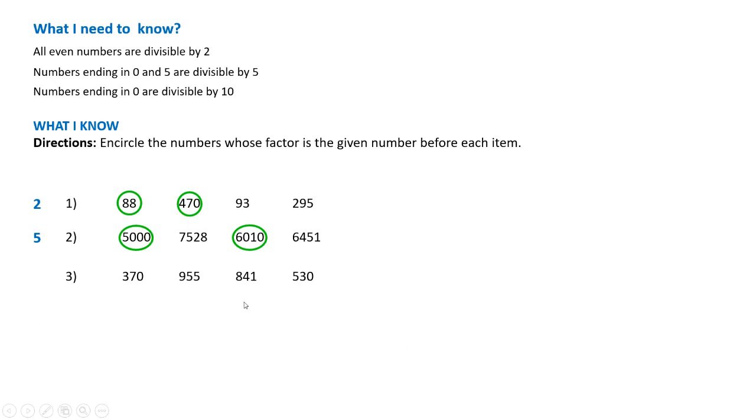The third group is, let's see kung sino ang divisible by 10. 370. Ang last digit niya is 0, so divisible ba siya by 10? How about 955? The ending number is 5, so hindi siya divisible by 10. 841. The ending number is 1, so hindi siya divisible by 10. 530. Ang last ending number niya is 0. Divisible siya by 10.